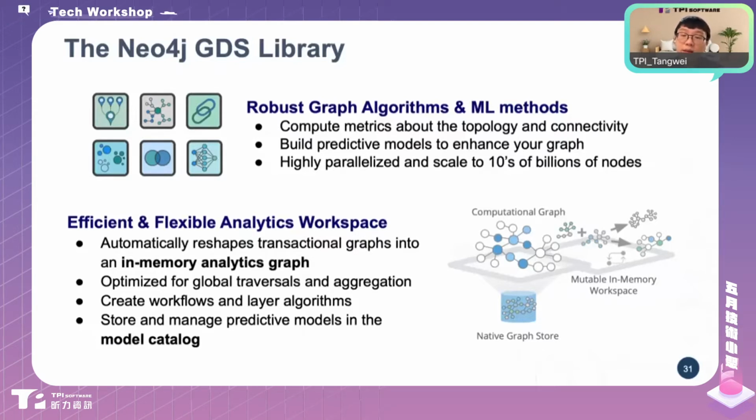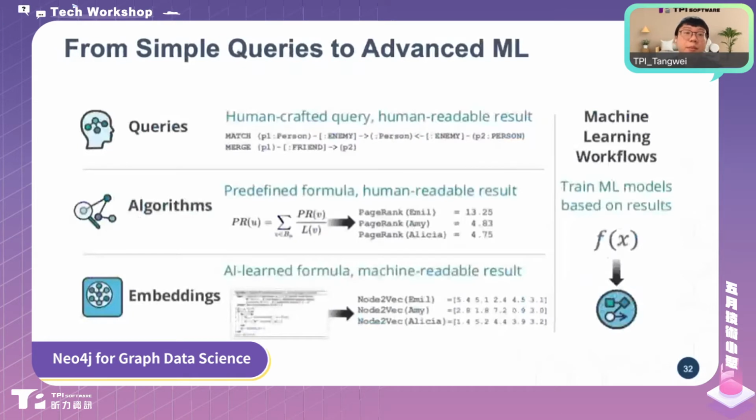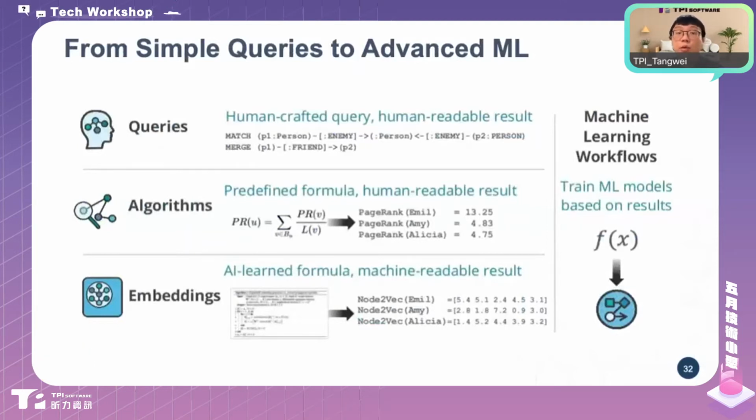But taken together, those are the two main pieces of the GDS library and how we let users do graph data science in Neo4j. And here are some simple queries to advance machine learning. So we can have the query, we can have the algorithm, and we can have the embeddings, and we can have this output as our features to our machine learning workflow. So we can train the ML model based on the result of the query, algorithm, or embeddings.